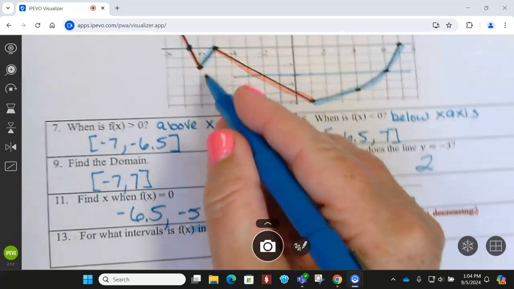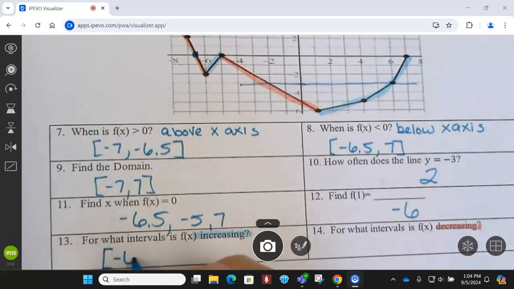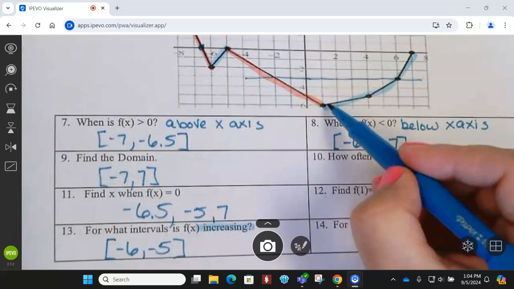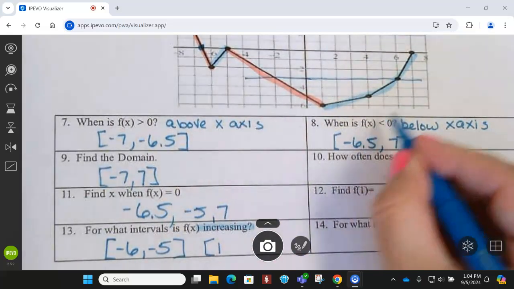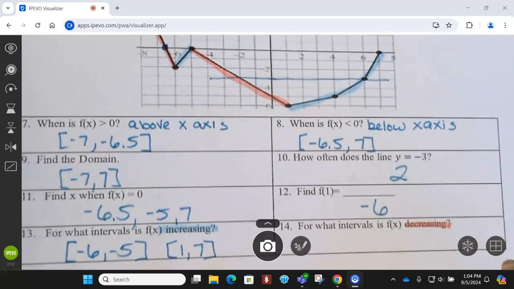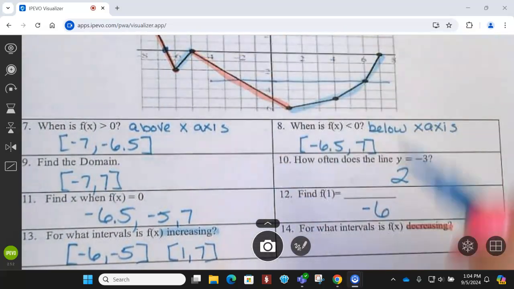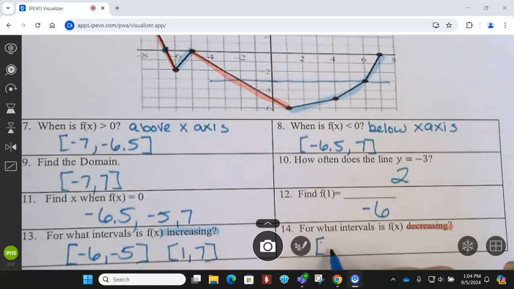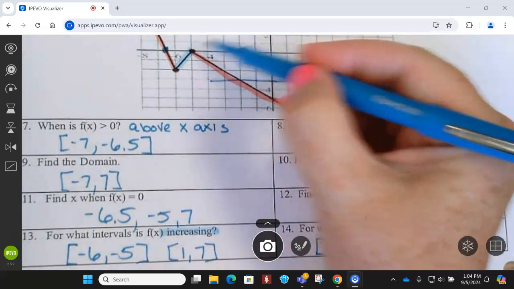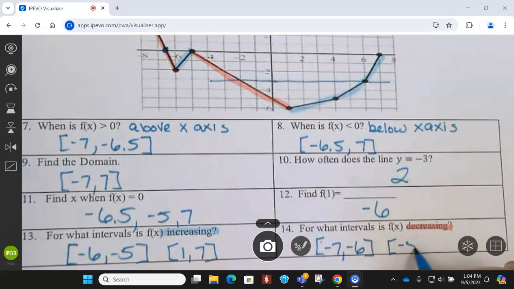So increasing, we look at the blue line. So that's going to be from negative 6 all the way to negative 5. And notice here from 1 all the way to 7. Okay. Decreasing, we have this little piece right here. So from negative 7 to negative 6. And then from, we're doing this color, negative 5 all the way down to 1.